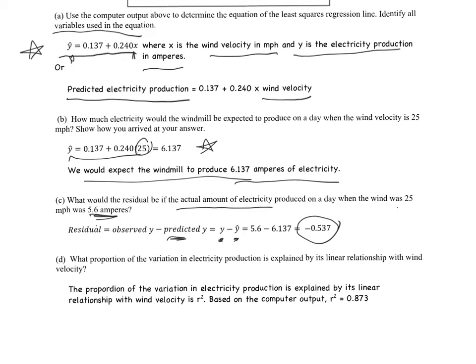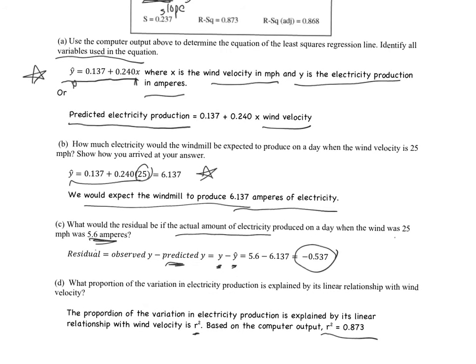And then part D says, what proportion of the variation in electricity production is explained by its linear relationship with wind velocity? This actually is an easy question if you know what they're asking for. So the key is to identify that this is really close to what we have for our statement for what r squared is. So all you really need to do is go, oh, that's just r squared, and then based on the computer output, r squared is 0.873. Again, just ignore that adjusted one.